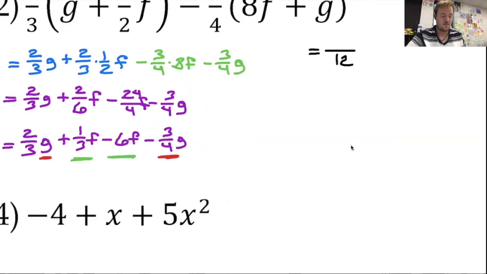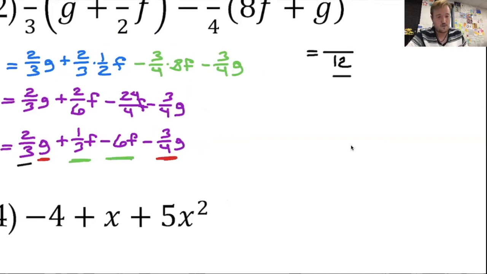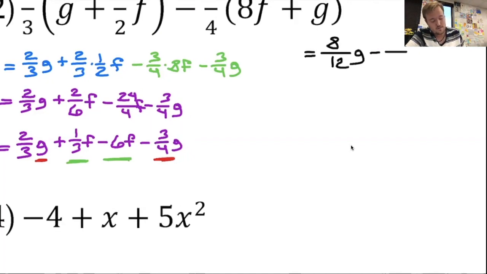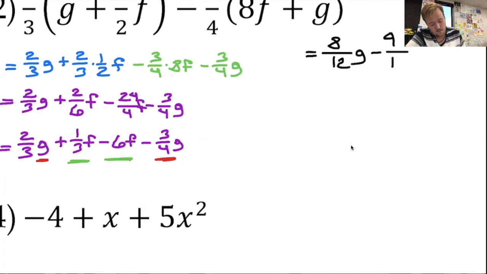For the first one, to go from 3 to 12, you multiply by 4. So I'm going to multiply the 2 times 4, which gives you 8. So that's the first one, 8/12 g. And now I'm going to bring the other g term up here in the front. Now I'm going to look at this term right here. 4 times 3 gives you 12, so I need to multiply everything by 3. So 3 times 3 gives you 9. All right, so that's for the g's.